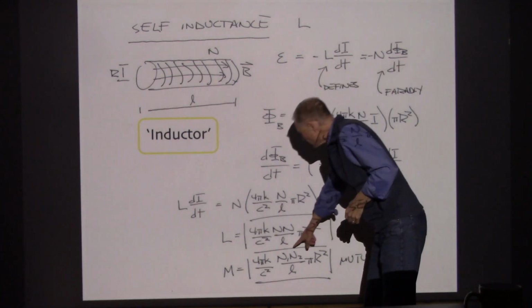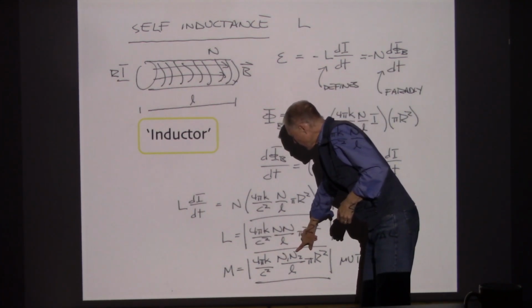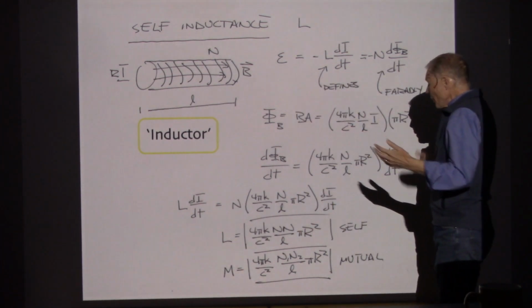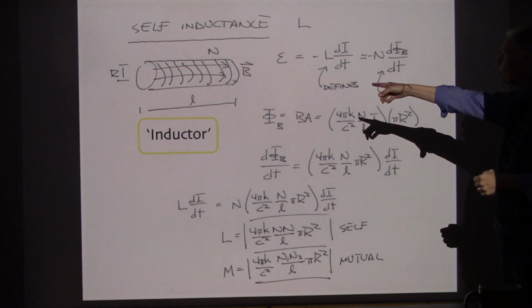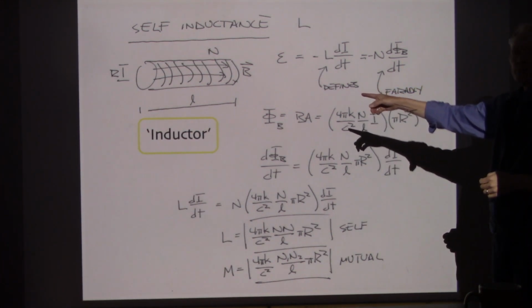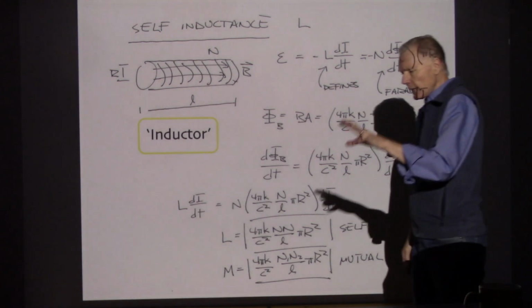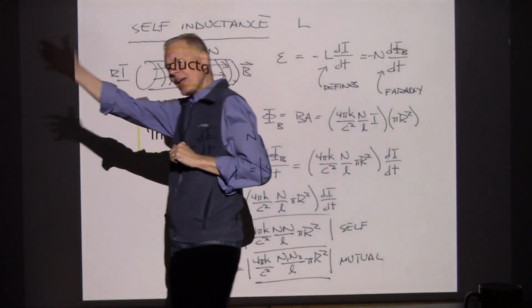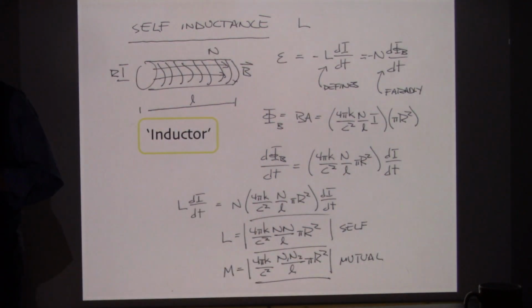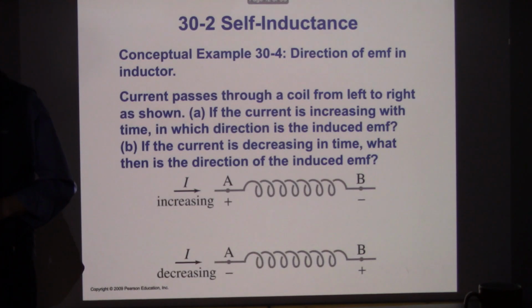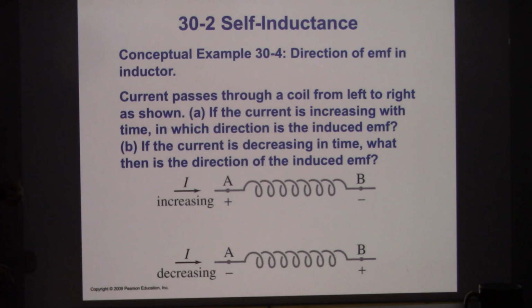Now, mutual inductance is a factor of n1 times n2. Otherwise, it's basically the same formula if we're working from the same geometry. So in this case, we've got n1 loops generating the effect and n2 loops feeling the effect, and vice versa. So self-inductance works something like this.